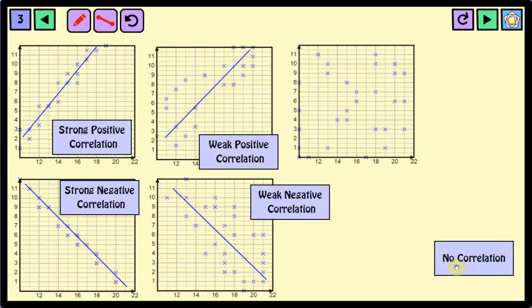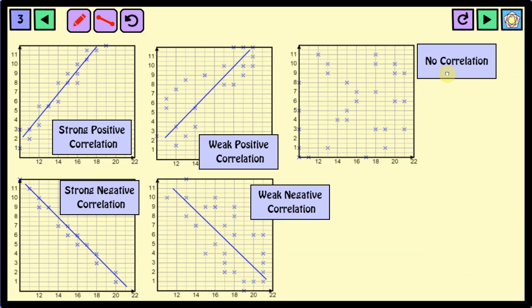And then no correlation is the one where we don't bother drawing a line of best fit because there is none. This is just completely random, and we've shown that these have no correlation at all, and they don't predict each other in any way.